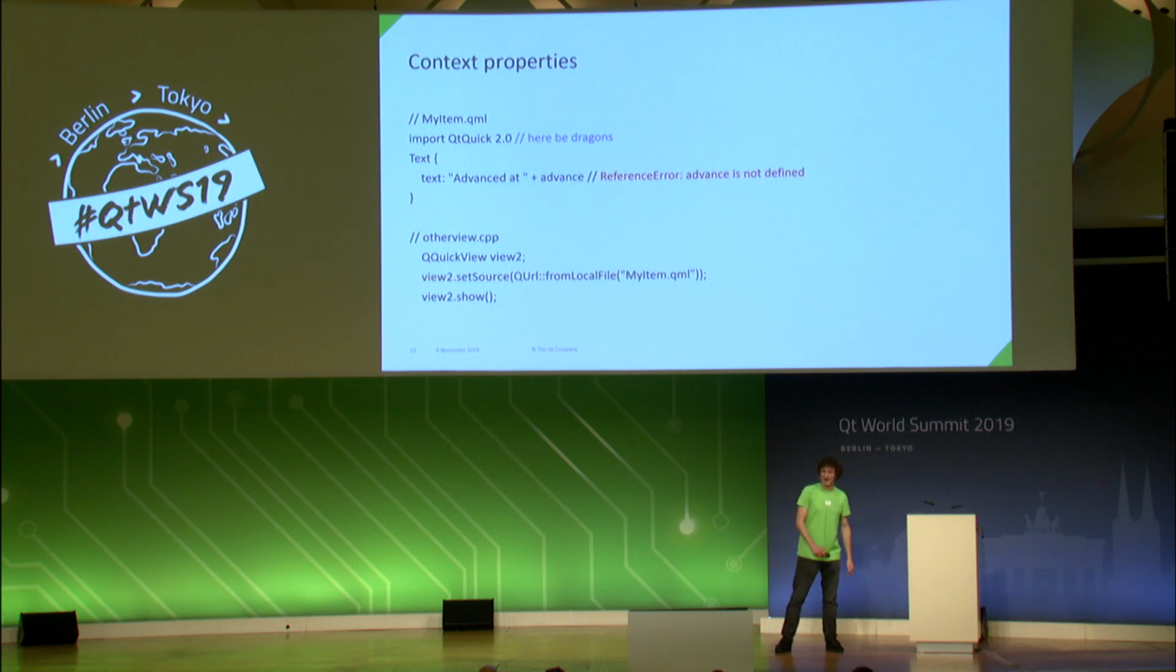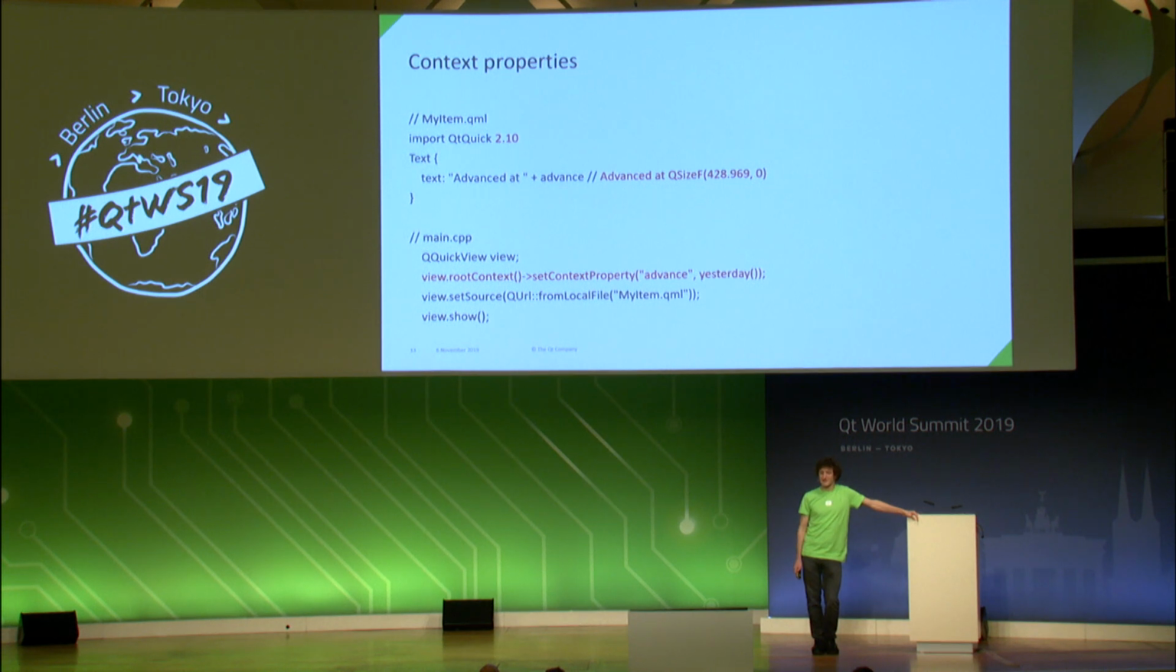But how about that? Now, we instantiate that thing in a different context. And we say, oh, yeah, I also want to advance there. Oops. There's no advance there. So this just throws you a runtime error. Or what about this? Our text item has actually gained a property called advance in Qt 2.10. And so this does something really funny.